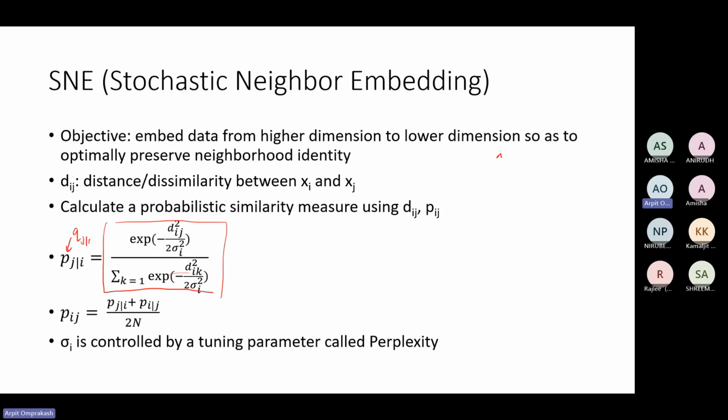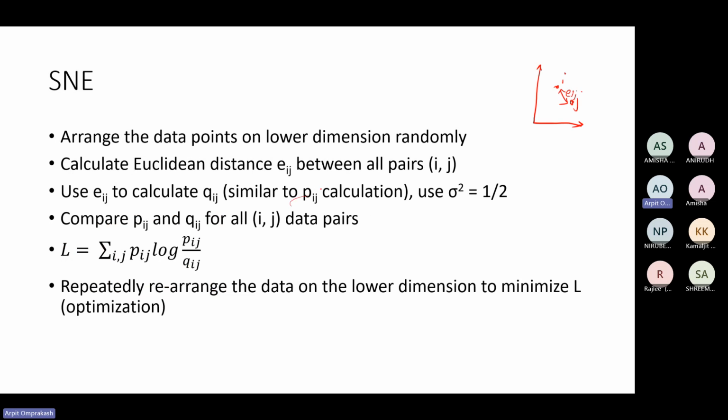So basically Qj given i, this is Qij it will become, and this will again become all P, and this D everywhere will be replaced by Eij. So that's how you calculate Pij, Qij, and here we'll use the value of sigma square as half to make calculation simpler and easier. Okay, so sigma square is a parameter that we change, right? Then what we need to do is compare this Pij and Qij for all the data pairs. And what we want to do is find Pij and Qij such that they are very close to each other or they map onto each other easily.